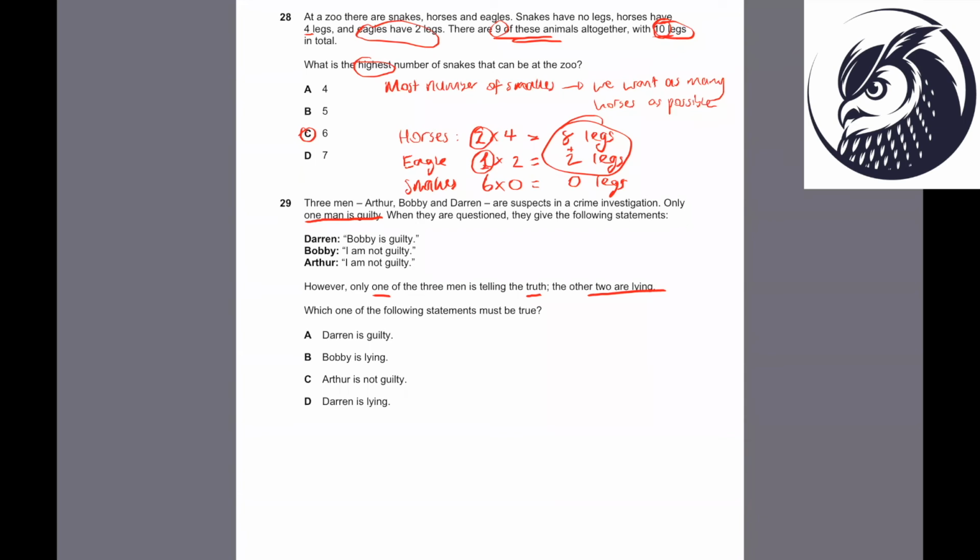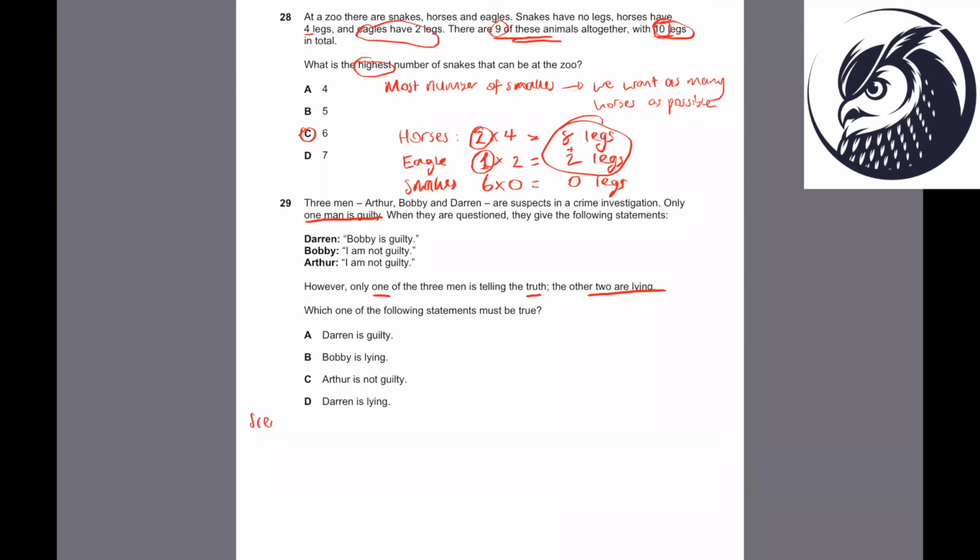Okay, so the best way to approach this type of question is actually by doing scenarios, okay? And the easiest 2 scenarios to consider is whether Darren is telling the truth or he's not, right? So that's pretty much the easiest way to split the scenarios. Either Darren's telling the truth or Darren is lying, right? Because we know one of them has to be telling the truth. So let's consider both scenarios, okay?